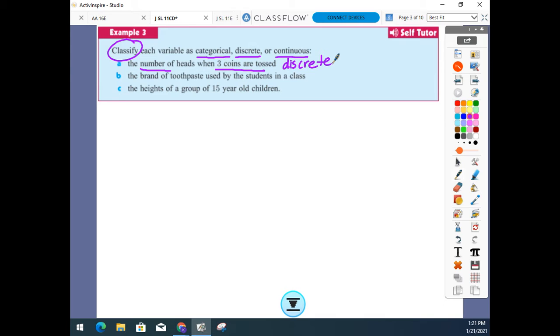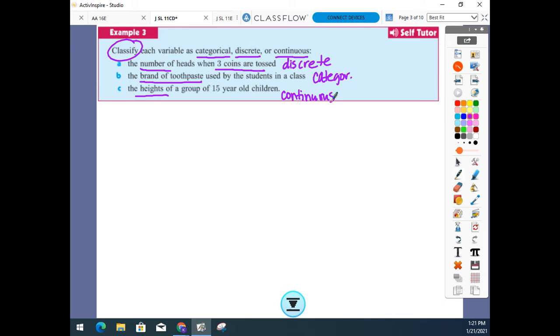The brand of toothpaste used by the students in a class. Brand of toothpaste, that's categorical. It's not numerical, so it's going to be categorical. Okay. Since height is a measurement, that's going to be a continuous one. And that's really all letter C is.